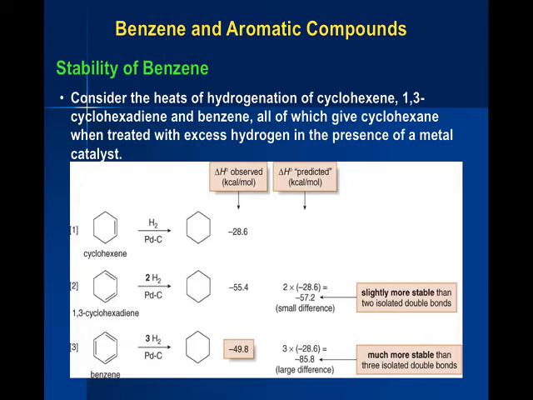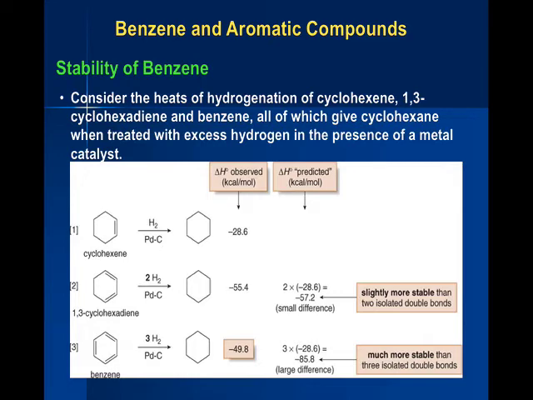That is unexpected stability. And that unexpected stability is what we call aromaticity. This is why it is so stable it doesn't want to do reactions with bromine. We can't add water across the carbon-carbon double bonds. We can't do the normal things that we can do with cyclohexene.